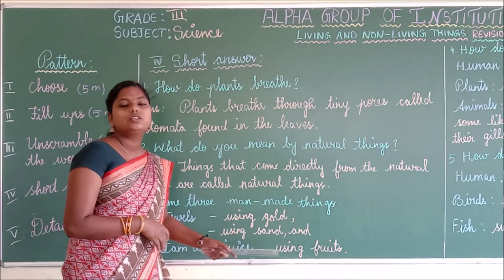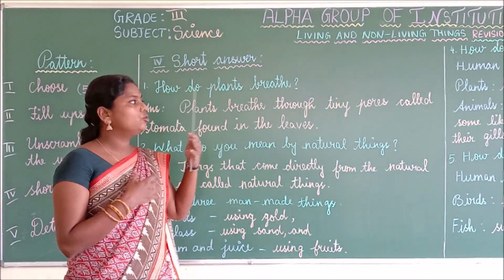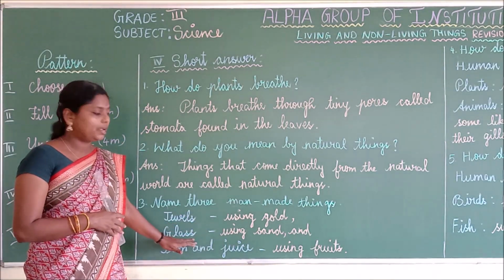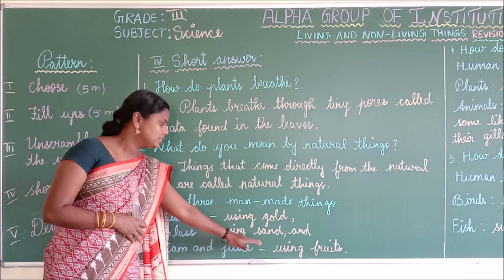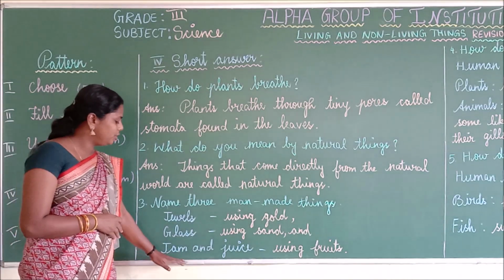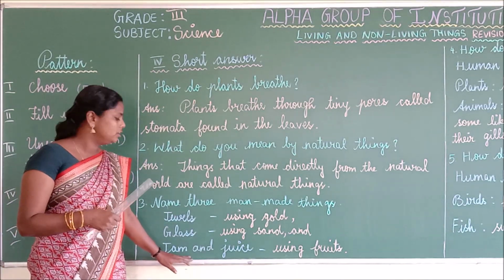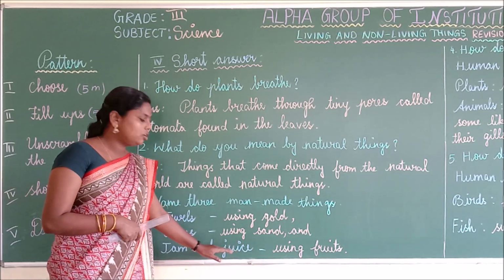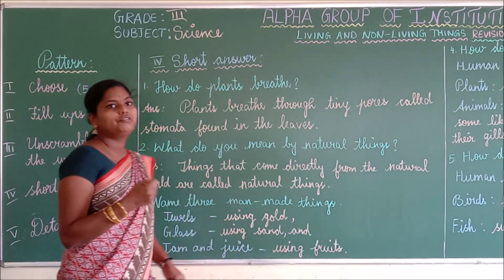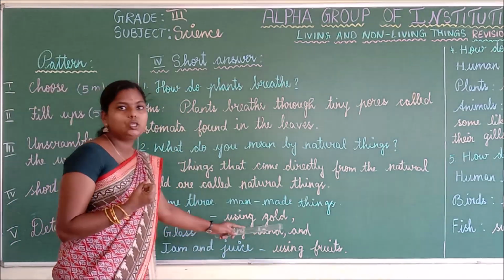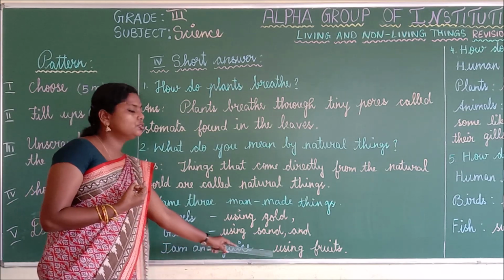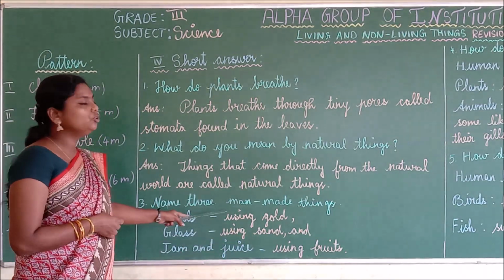Glass using sand. Glass is used for windows and for looking at your face. So these glasses are made using sand. And the last one, jam and juice. Jam we use for breakfast or for eating bread, and juice we drink whenever we feel hungry or tired. These are made using fruits. So the first one, jewels using gold, glass using sand and jam and juice using fruits. Any 3, we have given you these 3 examples.